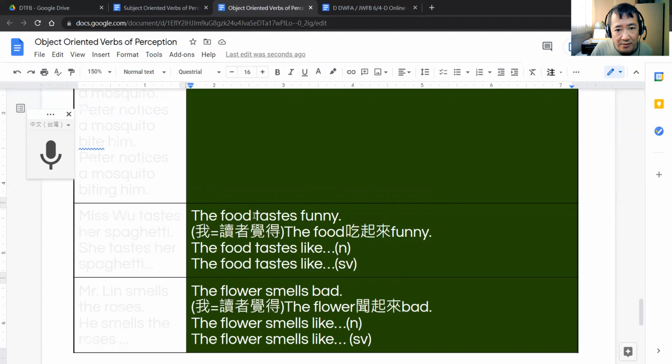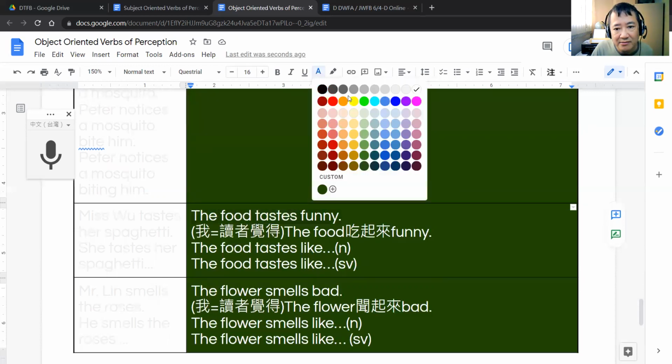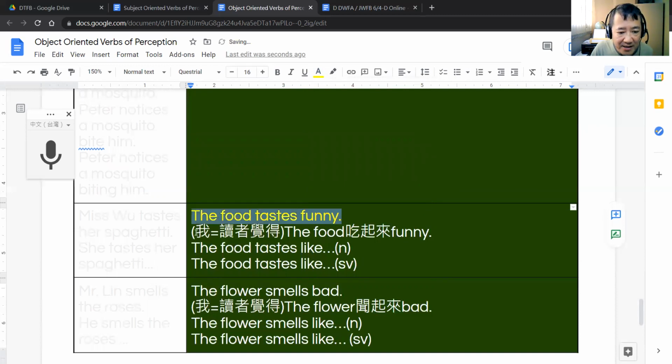Okay. Another word that you can use in this kind of sentence is the word taste. 吃起来怎样？ Taste, as in the food tastes funny, like that. And what does that mean? It means this, right? You can read it yourself. All right. So in the other structures, I can say the food tastes like garbage.